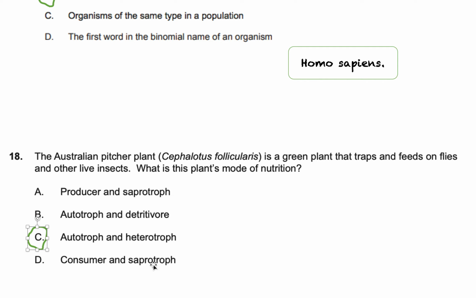They won't be a consumer and a saprotroph because, first of all, they're neither. Technically they're a consumer because they eat flies and live insects. But they won't be a saprotroph because of the same reason as before. They don't recycle dead things. They eat live things. And saprotrophs can only be mushrooms and bacteria.